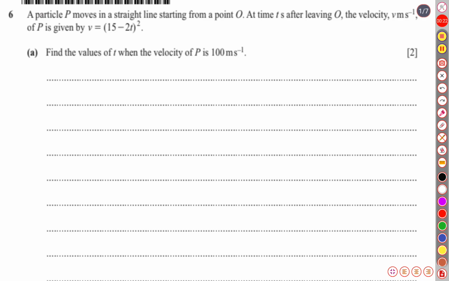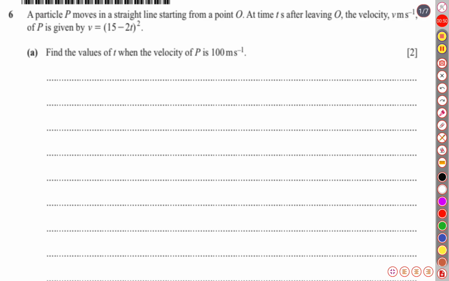A particle P moves in a straight line starting from a point O. At time t seconds after leaving O, the velocity v meters per second of P is given by v equals (15 minus 2t) whole squared. Find the values of t when the velocity of P is 100 meters per second. So it's one of the simplest and easiest of all questions.